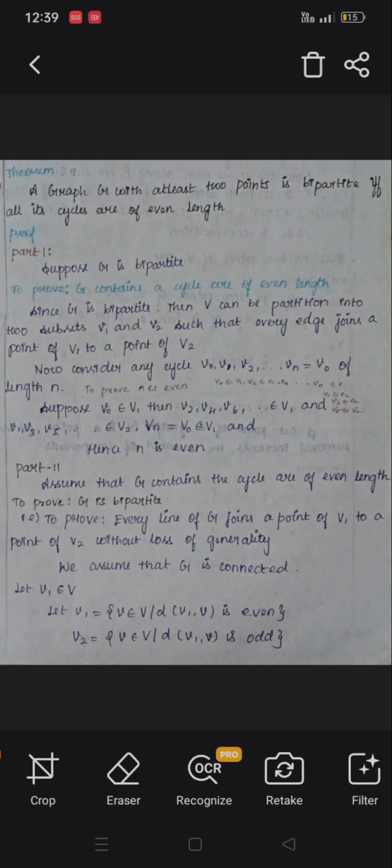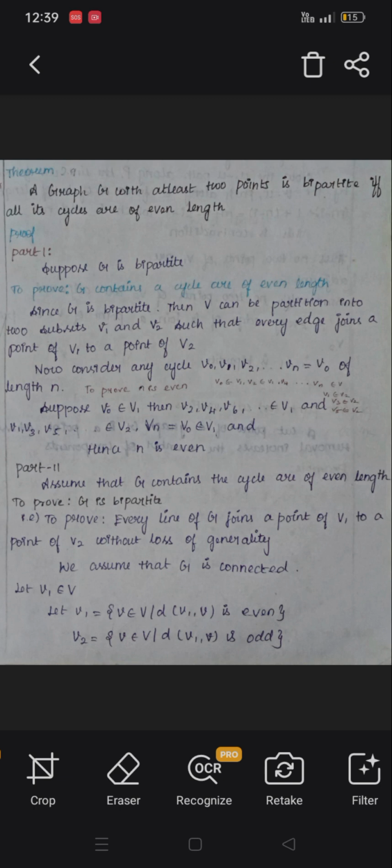Since G is bipartite, V can be partitioned into two subsets V1 and V2 such that every edge joins a point of V1 to a point of V2. Now consider any cycle V0, V1, V2 and so on Vn equals V0 of length n. To prove n is even.